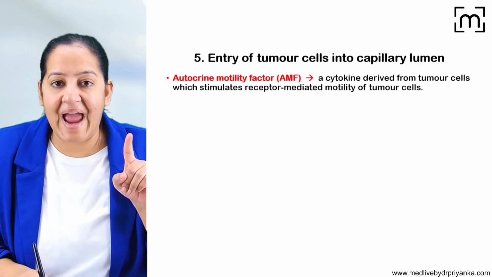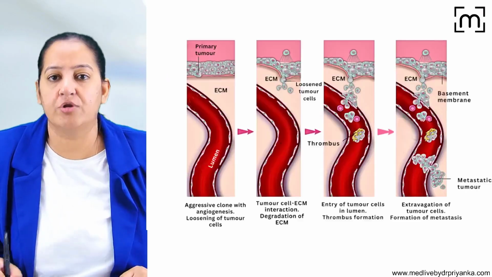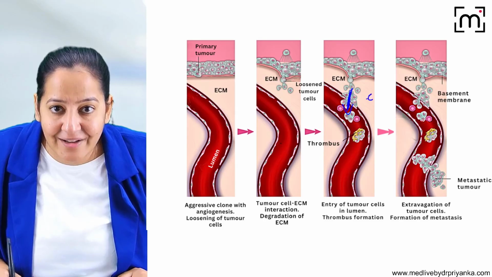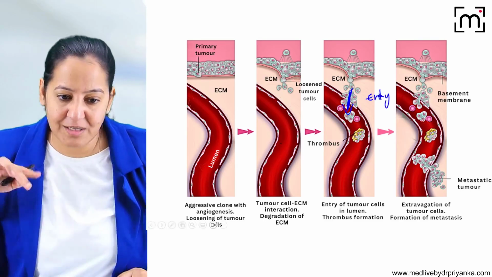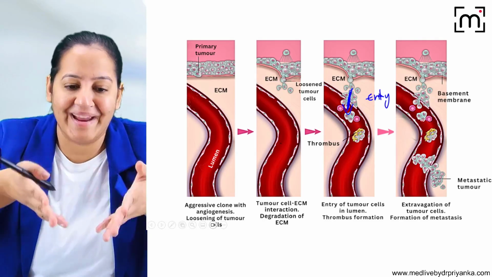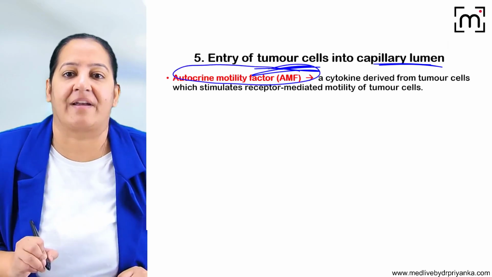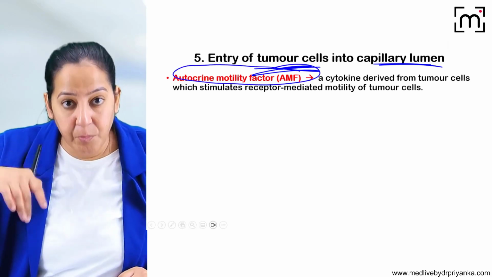After that, the tumor cell will enter the blood vessel. Can you see the tumor cells? See this point. The tumor cells are entering the blood vessel. Tumor cells don't have feet, but they are walking and entering. How do they go? They have a factor known as autocrine motility factor, because of which the tumor cells are moving.